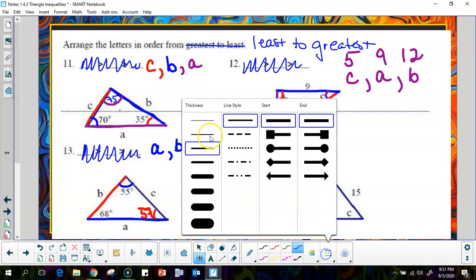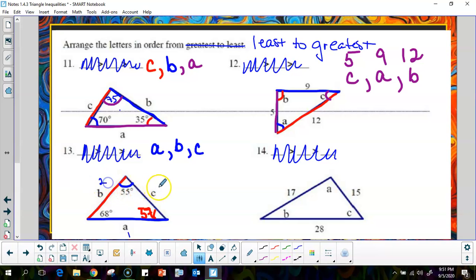And you know what you could also do is put like a 1, a 2, and a 3 here if that helps you. All right, and then on this one, they're asking for the angles again. So the shortest side is the 15. So B would be listed first. The middle side is the 17, so that would be angle C. And then the longest side is the 28, so that would be angle A. So that's all we're doing there.